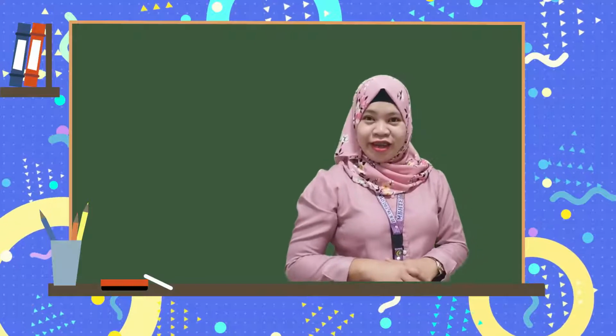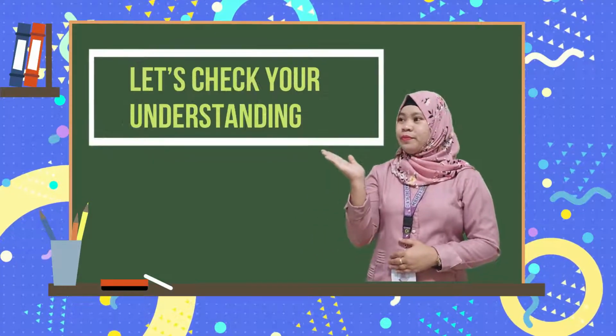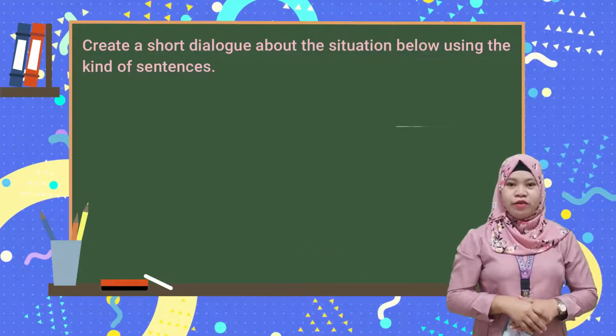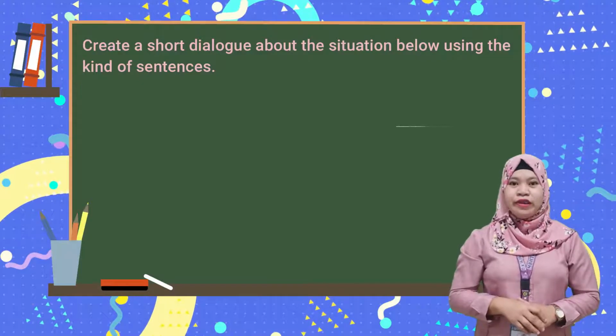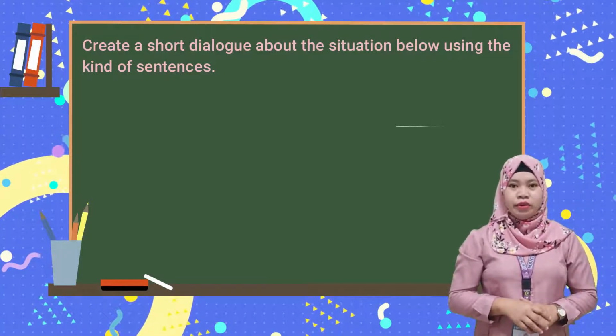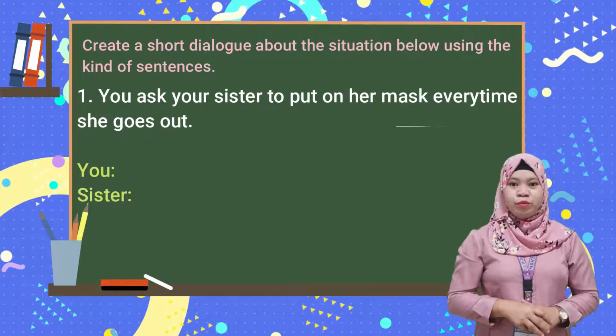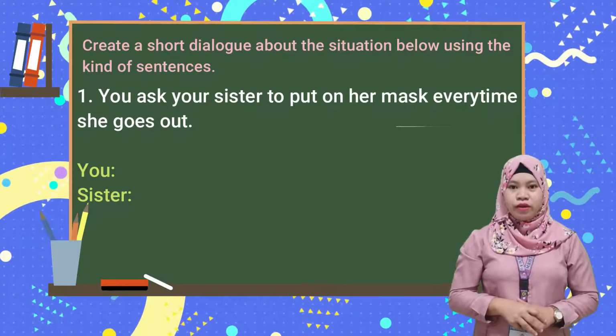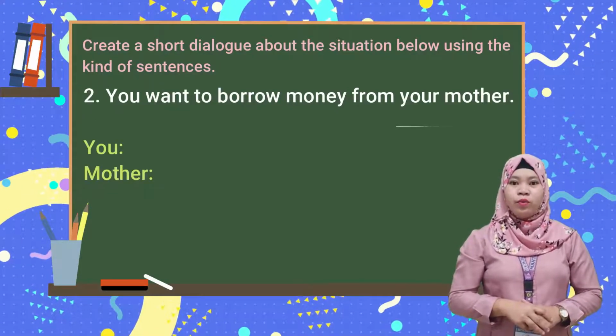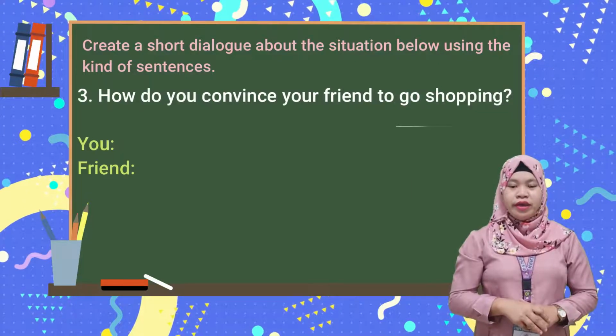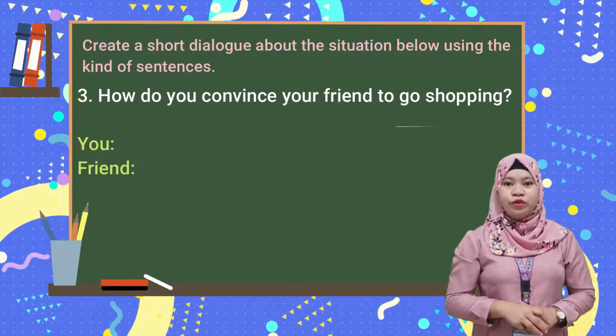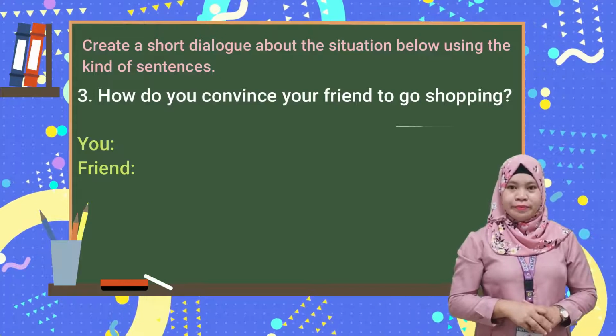Now, did you understand our lesson, class? That's great! To check your understanding about our lesson, we will try to answer this activity. Create a short dialogue about the situation below using the kinds of sentences. Number 1, you ask your sister to put on her mask every time she goes out. Number 2, you want to borrow money from your mother. Number 3, how do you convince your friend to go shopping?